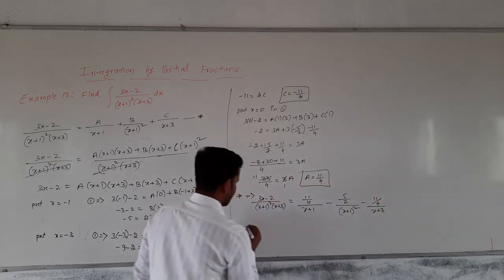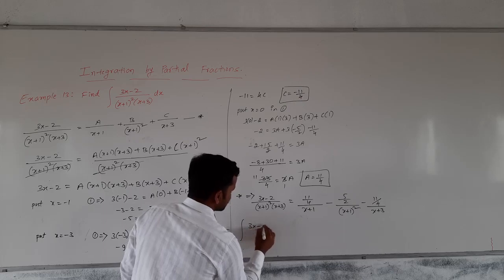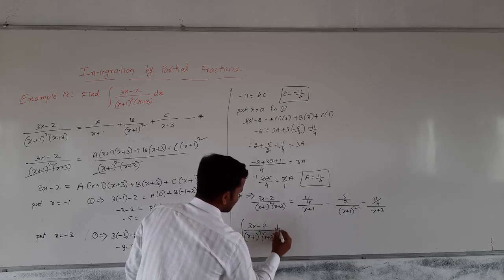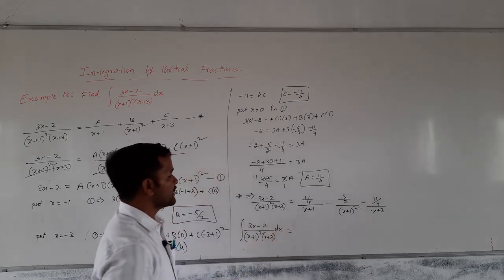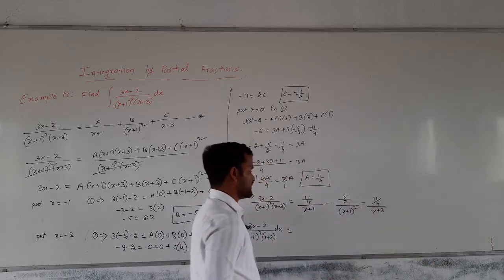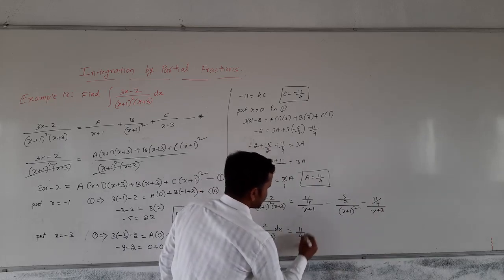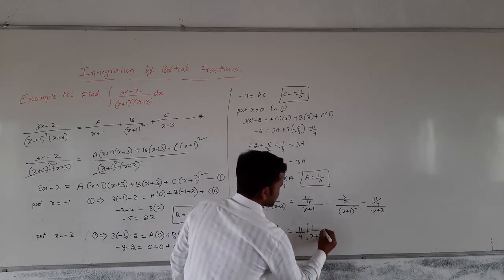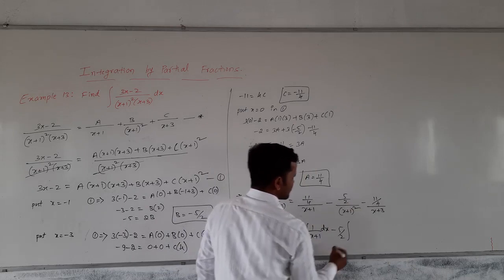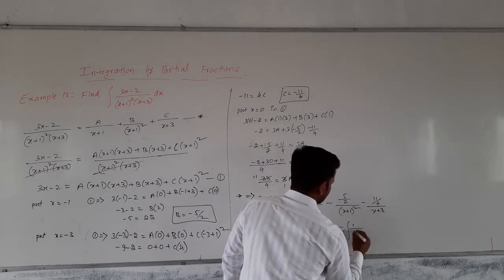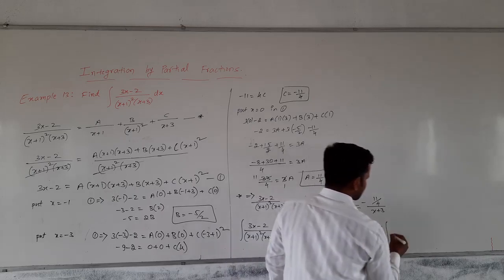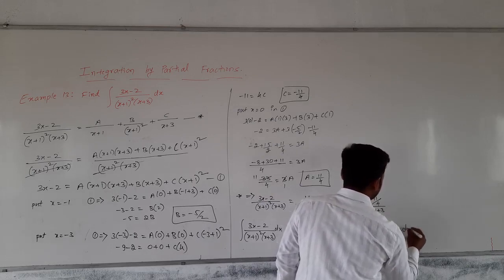Now integrating on both sides, the integral of (3x − 2)/((x + 1)²(x + 3)) with respect to x is the integral of the first function minus the integral of the second function minus the integral of the third function. 11/4 is a constant multiple, so we have 11/4 times the integral of 1/(x + 1) dx, minus 5/2 outside times the integral of 1/(x + 1)² dx, minus 11/4 outside times the integral of 1/(x + 3) dx.